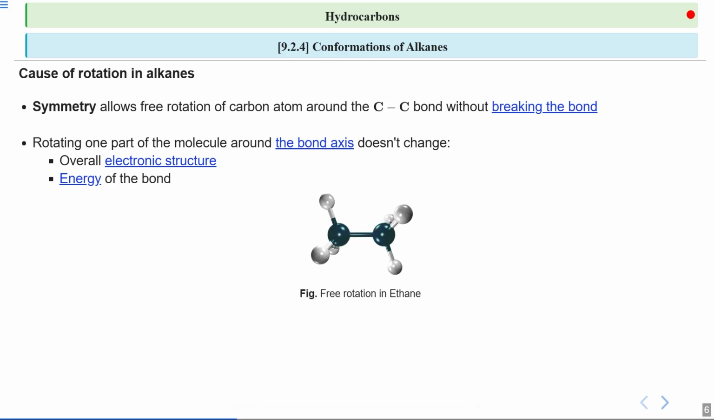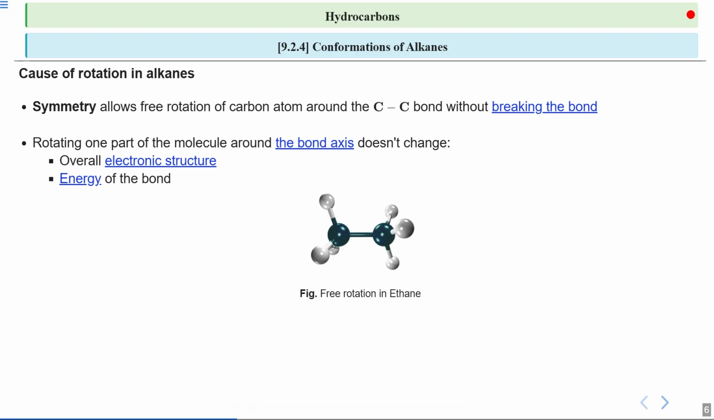So here is an animation to illustrate free rotation in the ethane molecule. You can see very clearly that one carbon is kept still and the other one is rotating. And that rotation can be observed in terms of the hydrogens rotating. Okay, you can see that the hydrogen is moving. And you can also see that between the two carbon atoms, there is no change in the shape, because the orbitals have overlapped to create a symmetrical environment.